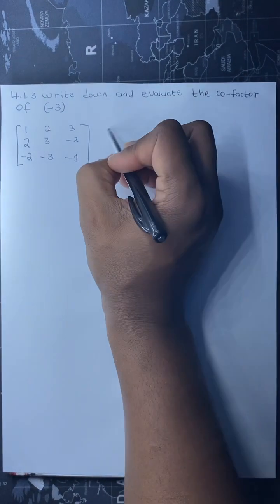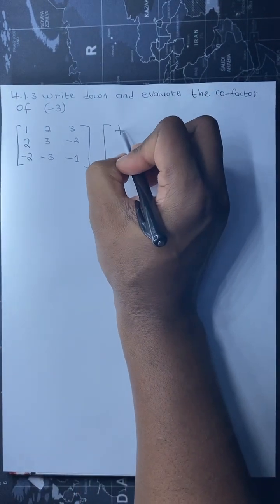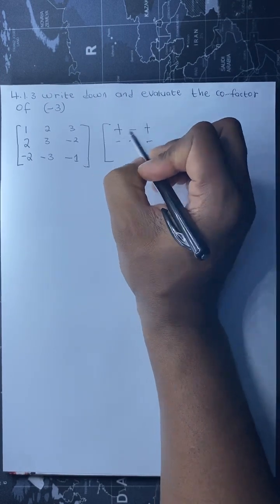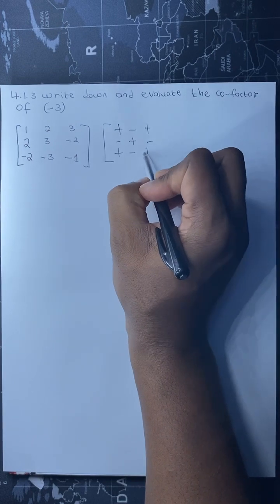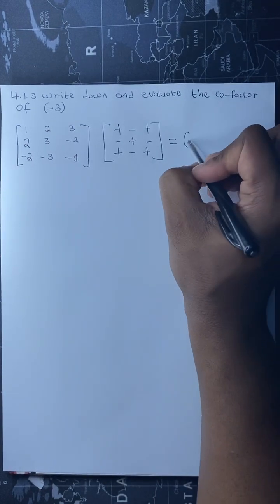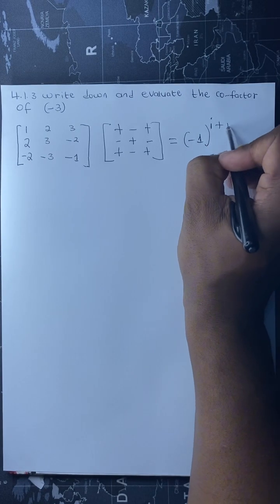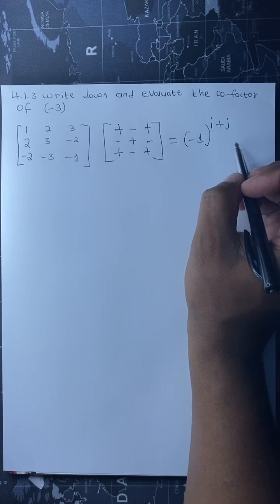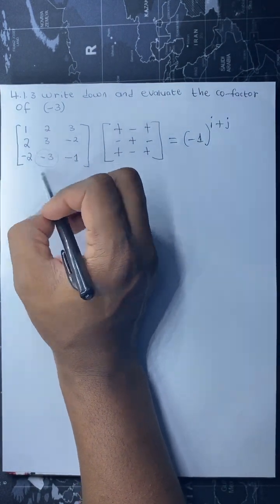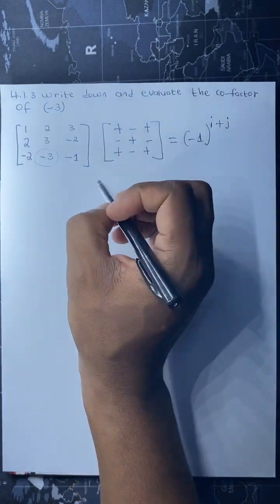So we also have to write our square of signs. We start with positive, minus, positive, minus, positive, minus, positive, minus, positive, or if you don't want to use this, we can also use negative 1 raised to the power i plus j, where i and j correspond to the column number and the row number associated with negative 3, or we can use this square. So we are looking for the cofactor.